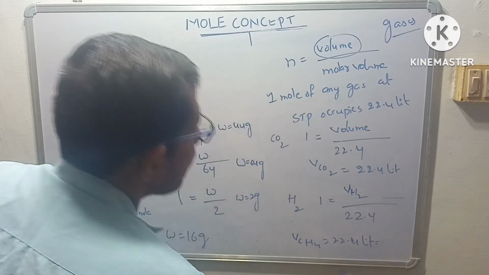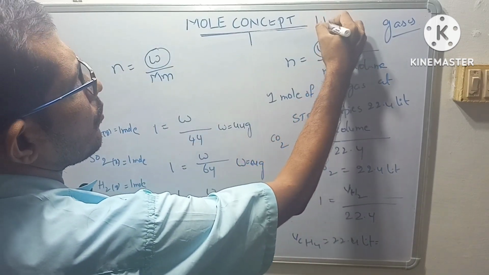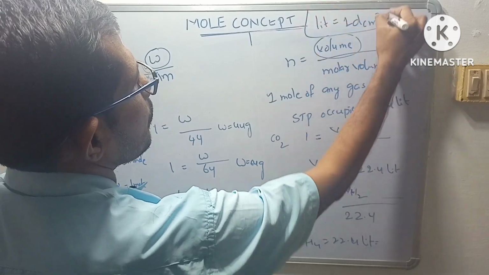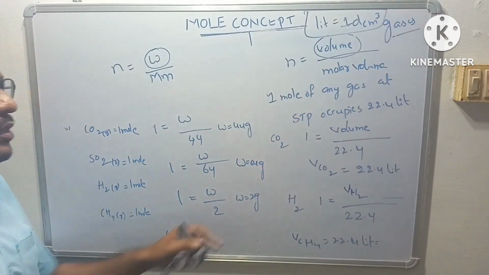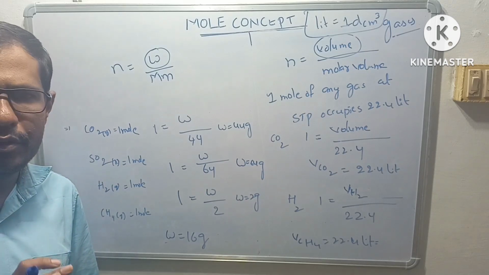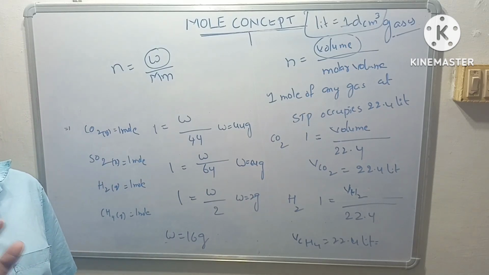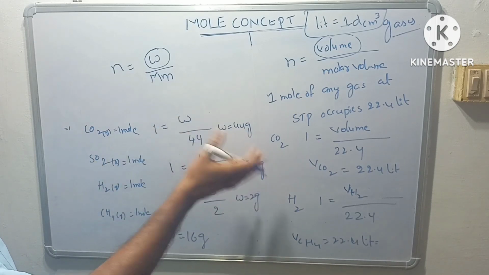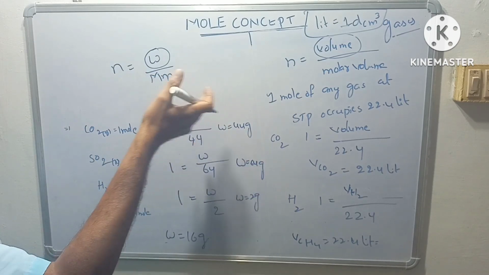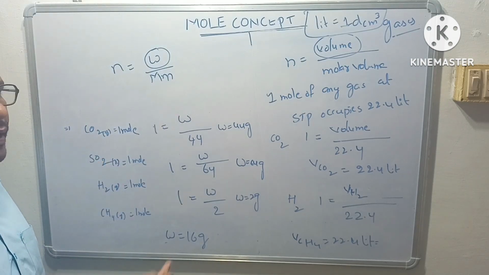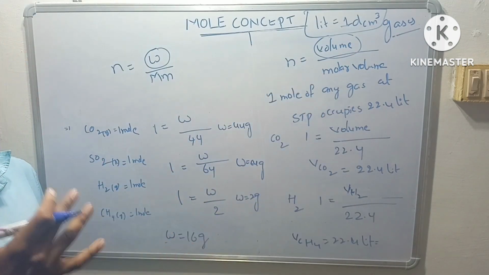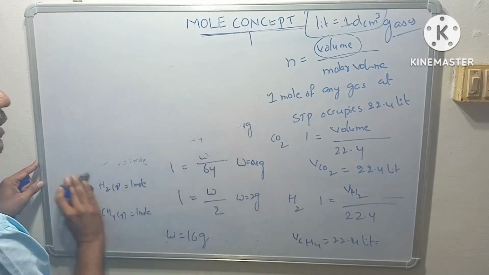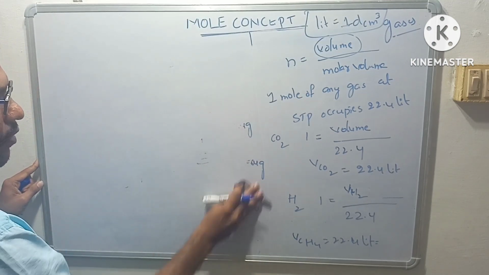1 liter equals 1 decimeter cube, so we can also mention 22.4 decimeter cube. Now you understand, you have a clear idea of these two equations: what we need to take when we calculate molar mass, and what we need to take when we calculate molar volume. Now I will jump to problems and I will do them comparatively, so you will get a clear idea.